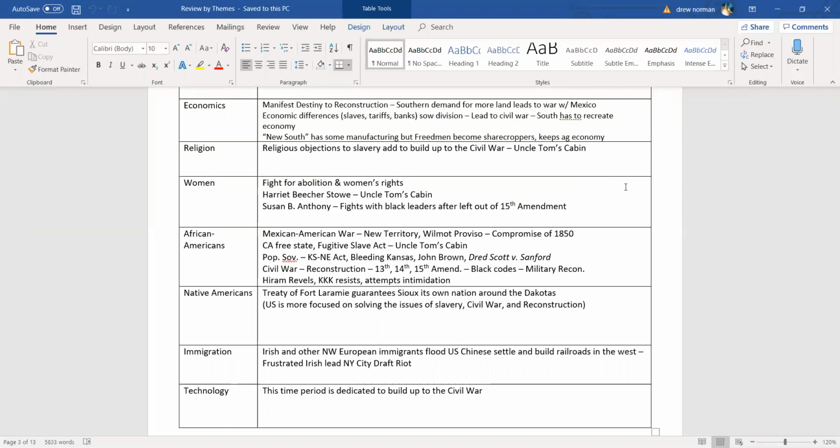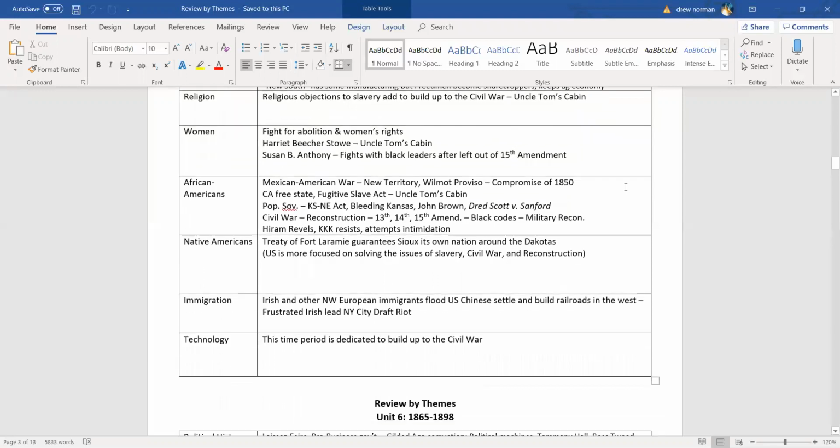Even though the New South had some manufacturing in areas like Birmingham with its iron and steel industry, that still was predominantly an agricultural economy. So unfortunately for the South, even though they had a chance to rebuild themselves, they stayed dedicated to nearly the same economy. So what about religion?